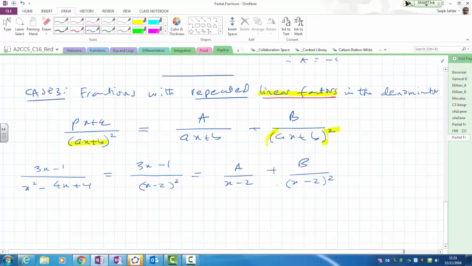Okay, and that's deliberate so that when we actually multiply it out, if I was to multiply both sides by x minus 2 squared, then we end up with 3x minus 1 equals a times x minus 2 plus b.